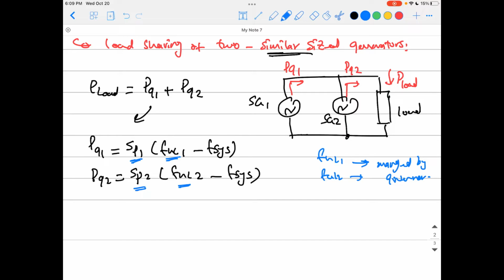The whole point is that F system is the same; you don't have different F system. Why? Because like we said last lecture, if you are connecting two generators in parallel like this, they have to work at the same frequency.